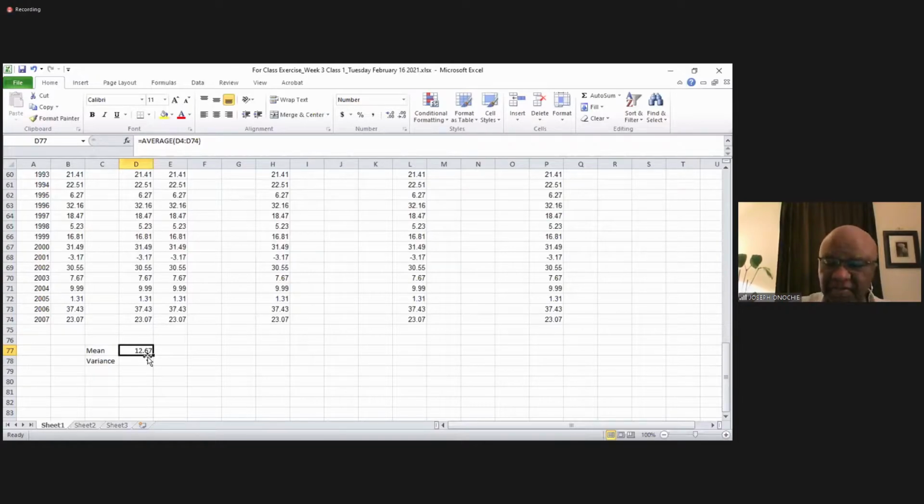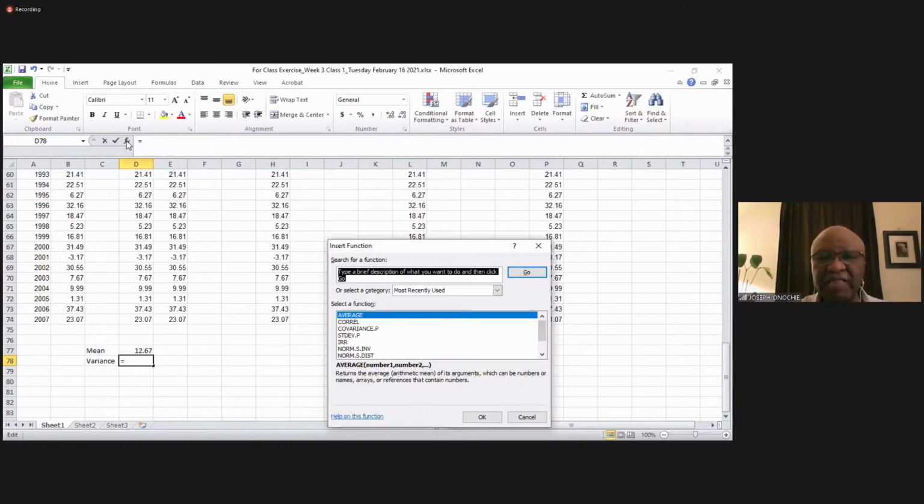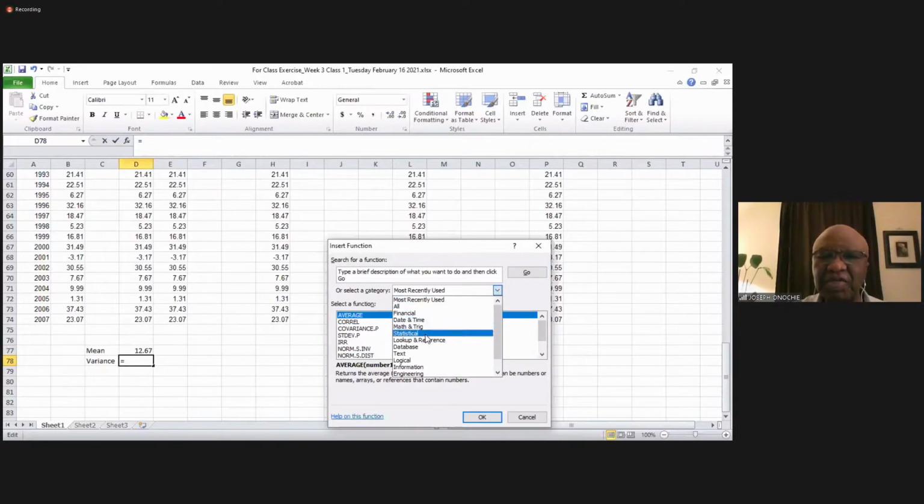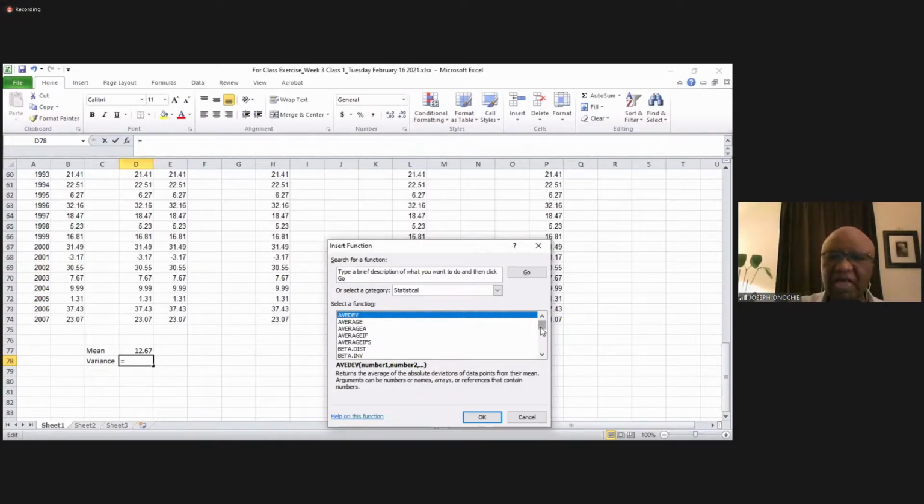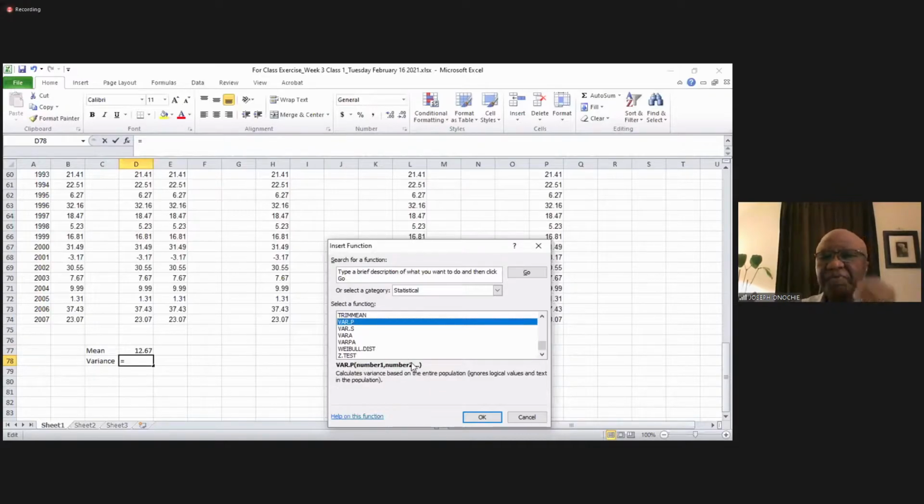How about the variance? Let's go ahead and do the variance. So I do equals, and in this case, statistical. I'm choosing statistical because I want to select a particular variance. I want to select the variance of the population, not the sample. And there's a reason why. So I'll select VARP, variance of the population.